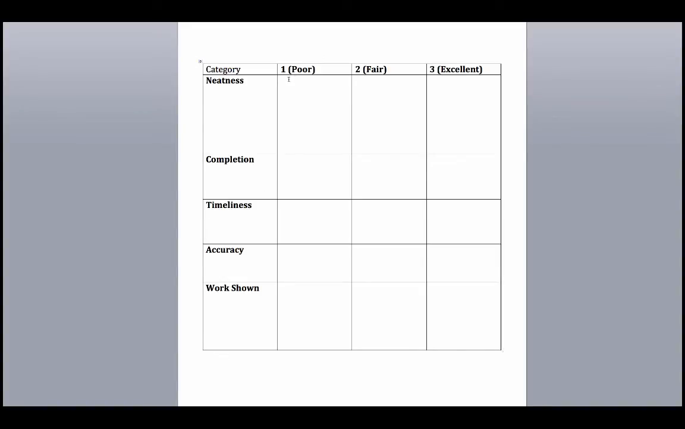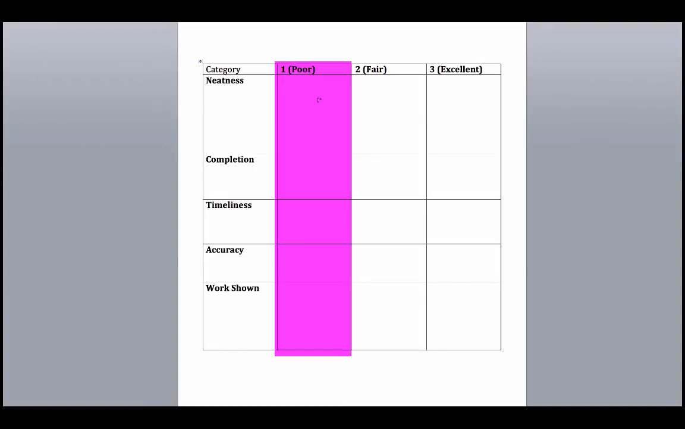We've decided the scale from 1 to 3, 1 being poor, 2 being fair, and 3 being excellent. So in this case, now your responsibility would be to write short descriptions of what would represent poor neatness in a math homework assignment, fair neatness, and excellent neatness. When you develop a rubric, we highly recommend you do the poor first, the excellent second, and then you can decide what needs to go in the middle.